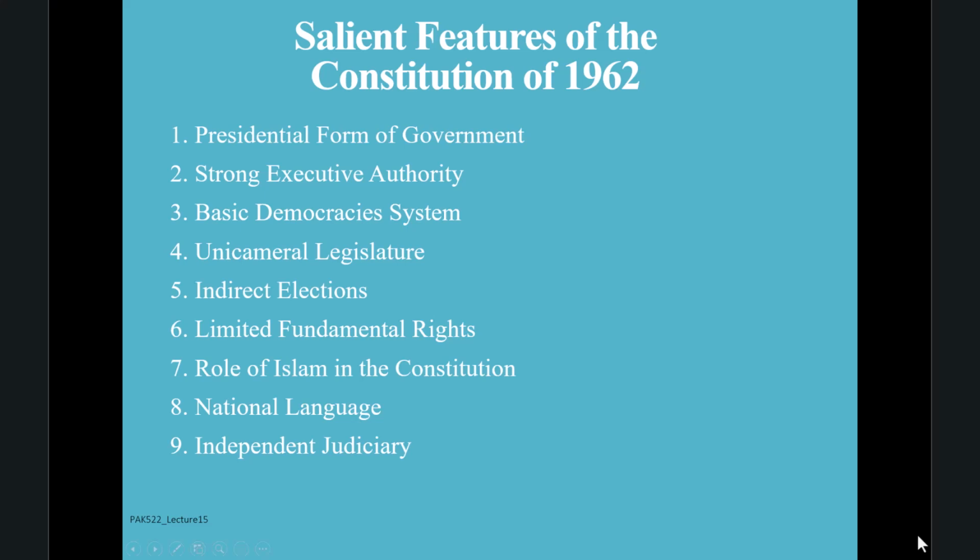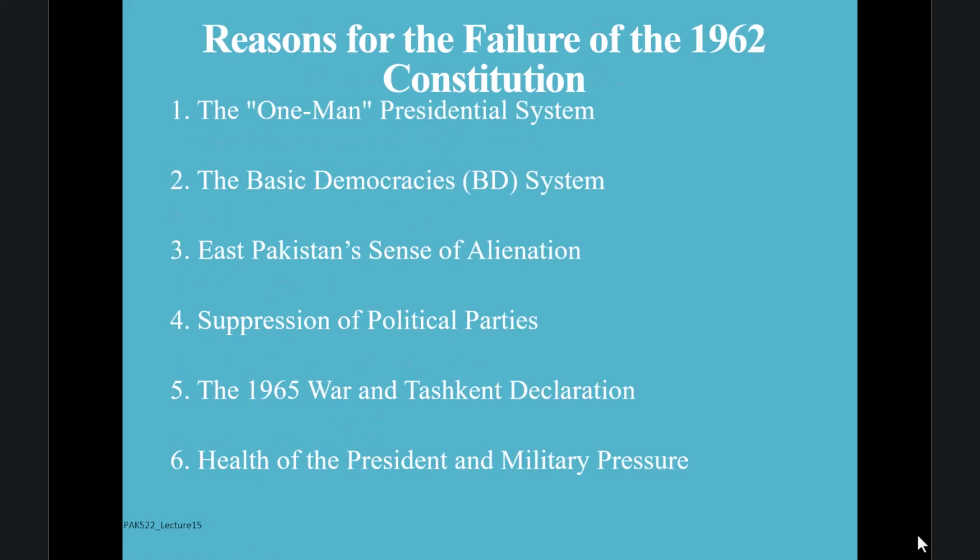So students, now we will discuss the reasons of the failure of the 1962 Constitution. हम 1962 के आइन की नाकामी की वजूहात डिस्कस करेंगे. Number 1, main presidential system. The constitution concentrated nearly all powers in the hands of the president.